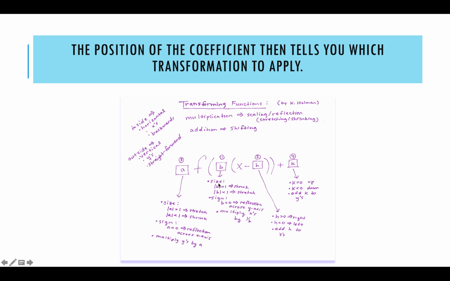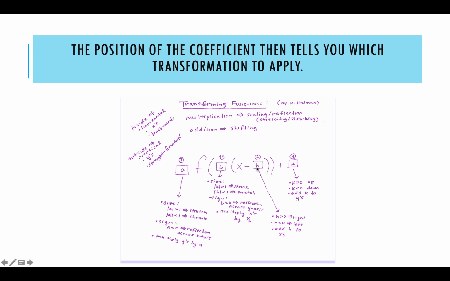So multiplication, we still deal with size and sign. It's still going to be reflection, stretching, shrinking. But in this case, big is going to mean shrink and small is going to mean stretch. Sign still means reflection. Inside meant it was a horizontal, and so a negative inside there means it's going to be a horizontal reflection, which then will be across the y-axis. If I want to do point-wise analysis, I'm going to multiply each of the x values by its reciprocal, which means I'm dividing by b. Dividing by b is the same as multiplying by 1 over b.